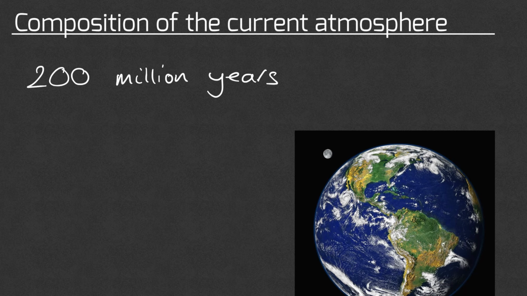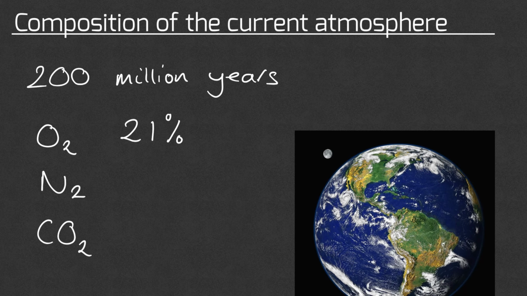So the Earth's atmosphere has stayed the same for about the past 200 million years. The Earth's atmosphere is mainly made up of three different gases. These are oxygen, nitrogen, and carbon dioxide. The atmosphere contains 21% oxygen, 78% nitrogen, and 0.04% of carbon dioxide.